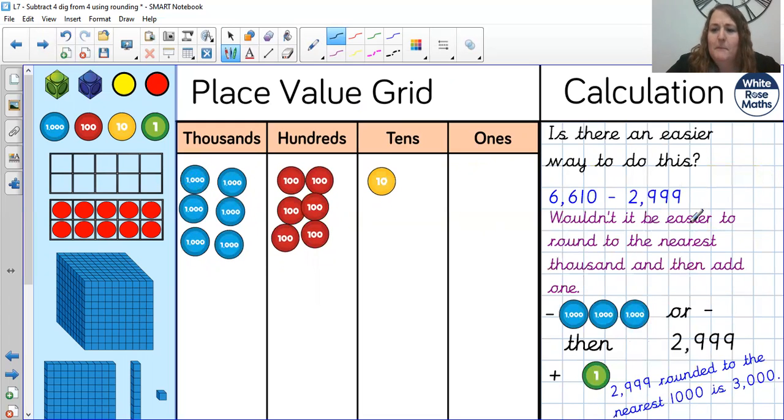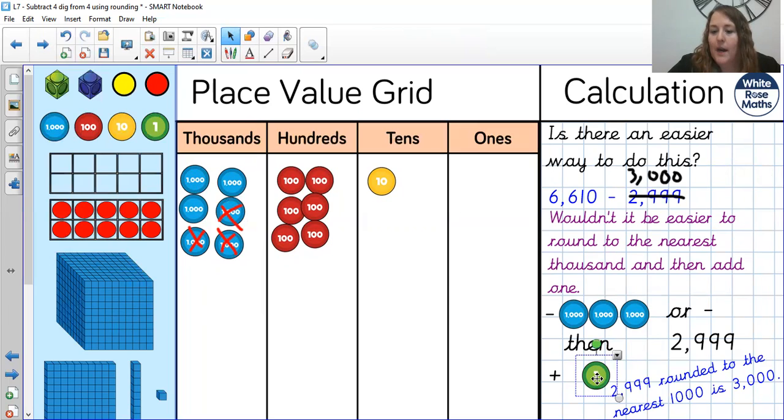And yes, there is. Wouldn't it be easier to round to the nearest 1,000 and then add 1? So instead of 2,999, I'm going to round that to 3,000. It's going to make my number a lot easier today. And then we add the 1 back on because if I've taken away 3,000, I've done a little bit too much, so I need to take that 1 back off. So over here, I can take away 3,000. Much simpler. And then because I've taken away that 3,000, I've got to add the 1 back on.